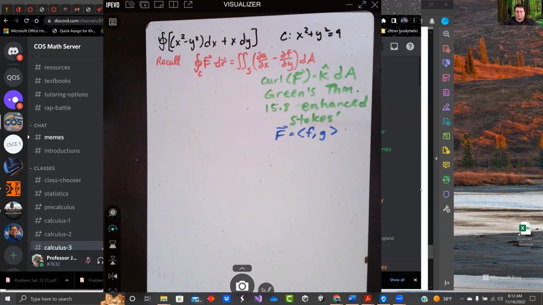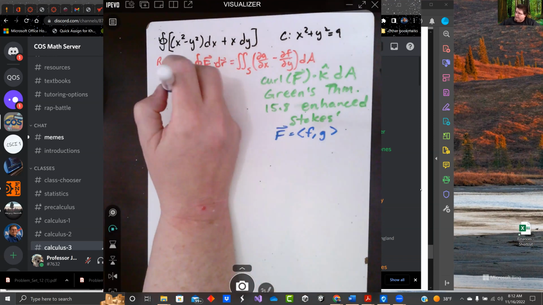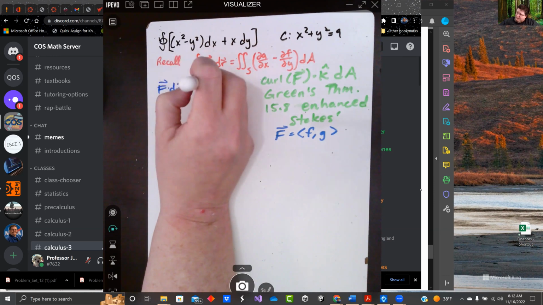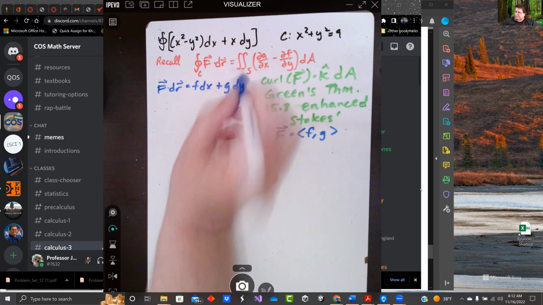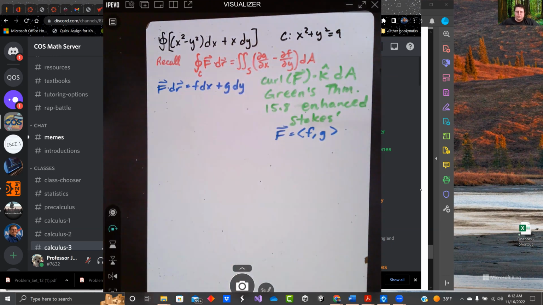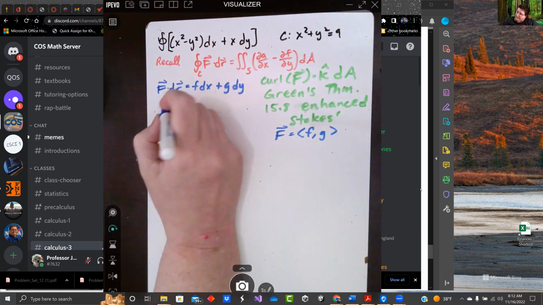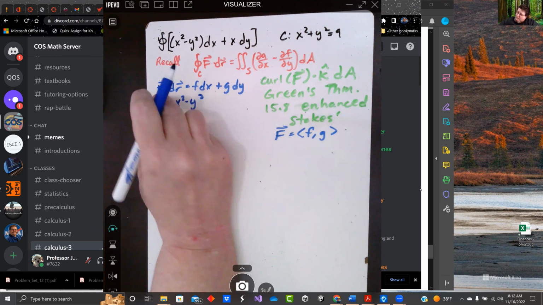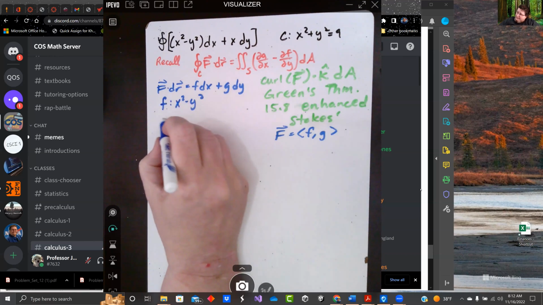So F dot dr in Green's theorem is F dx plus G dy. So when we're looking at a line integral, we can figure out which piece is F. F is x squared minus y squared here. And G is x.